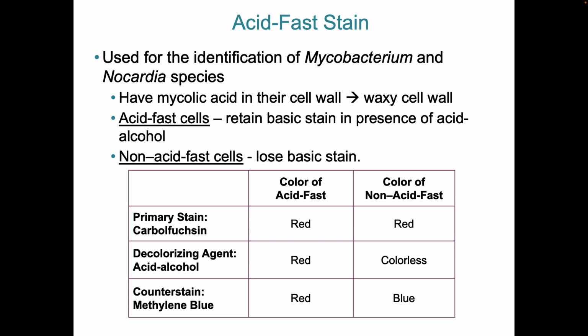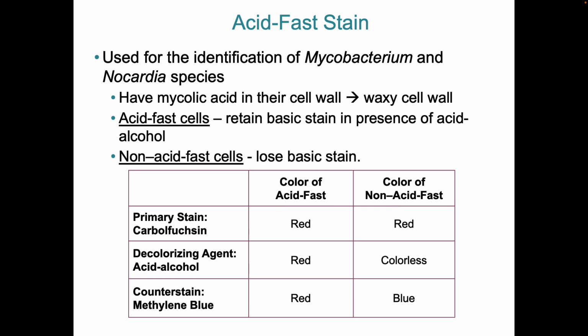So in this case, there are three major steps. You do the primary stain, which is a stain called carbol fuchsin. It turns everything red. When you decolorize, you add the alcohol. Anything that has that waxy layer still is red, but if it doesn't have the waxy layer, it loses the color, so it's colorless. And then you counterstain with methylene blue. So the cells that have that waxy layer should still be red, whereas the cells that don't will be blue.